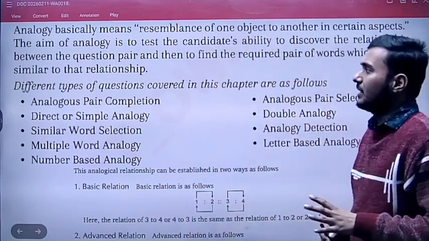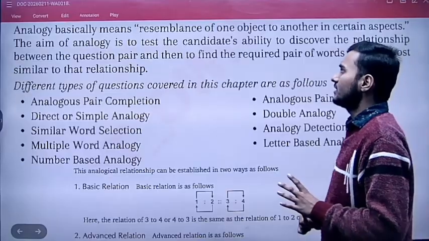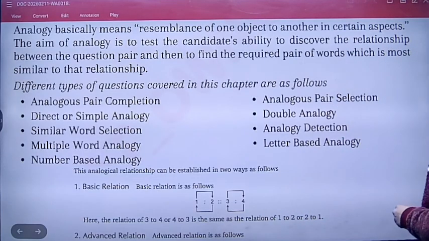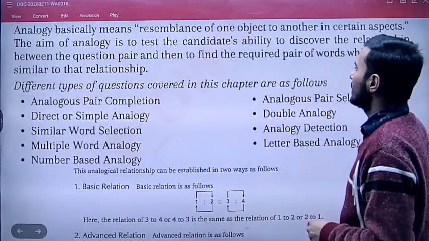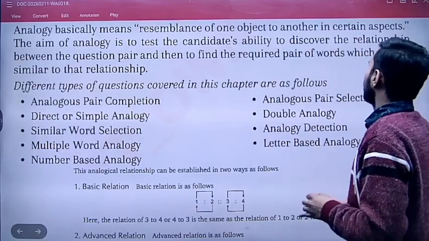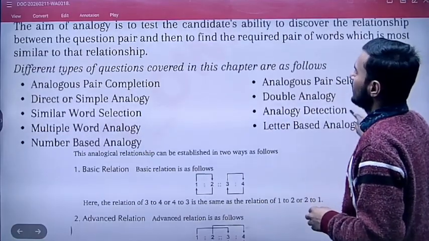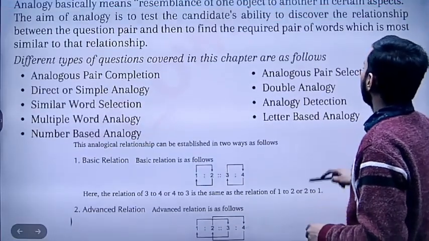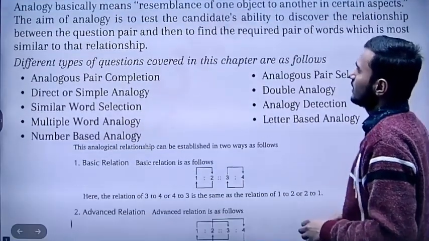So basically, what is analogy? Analogy basically means resemblance of one object to another in certain aspects. The main aim of analogy is to test the candidate's ability to discover the relationship between the question pair and then to find the required pair of words which is most similar to that relationship.